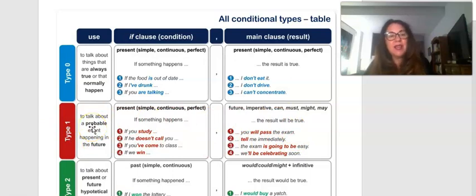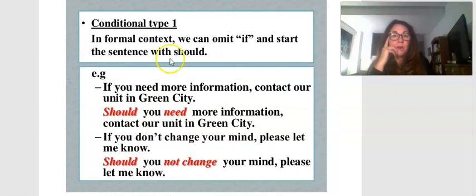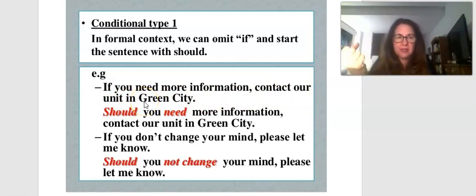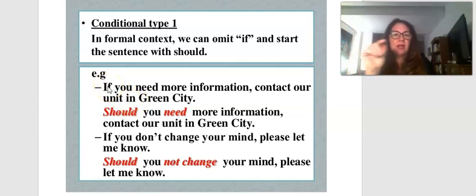And now let's look at the inverted type 1, okay? So in the inverted type 1, what I do is the following. This is an example of normal type 1. If you need more information, simple present, contact our unit in Green City, imperative. So what do I do to make it more formal, more emphatic, but particularly more formal? Well, I omit the if. The if disappears. In the inverted conditionals, there is no if, okay?